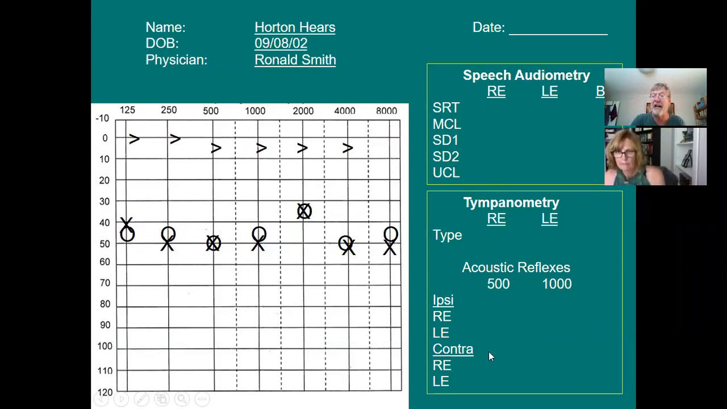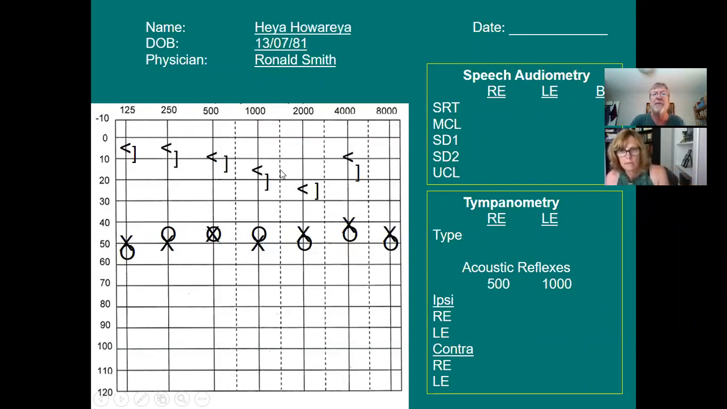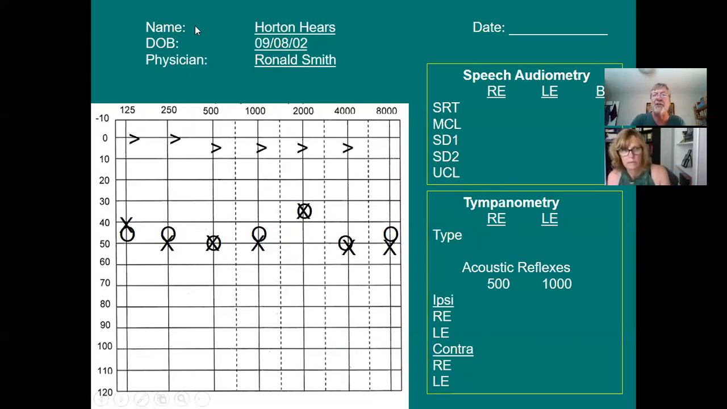Acoustic reflexes, absent. Bone conduction, though, wasn't done on both ears, so you don't really know here. This should have been done on both ears. But anyway, I call this one Horton Hears, like Horton Hears a Who.